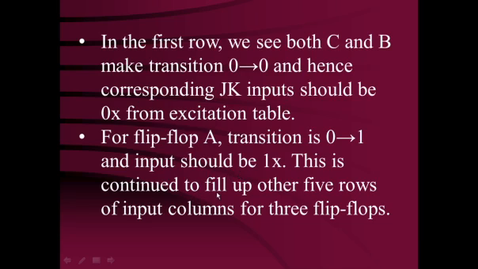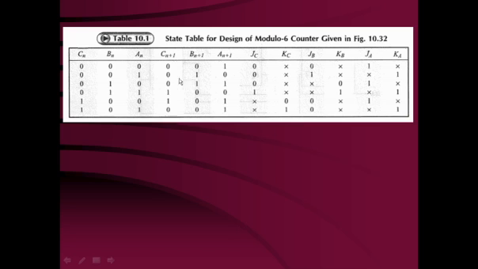Let us continue to fill up the other 5 rows of the input column for the 3 flip-flops. So you can see that flip-flop C was making a transition from 0 to 0. Flip-flop B is also making a transition from 0 to 0. Bn is 0, Bn plus 1 is also 0. So flip-flop C and flip-flop B have the no change condition, a 0 to 0 transition.